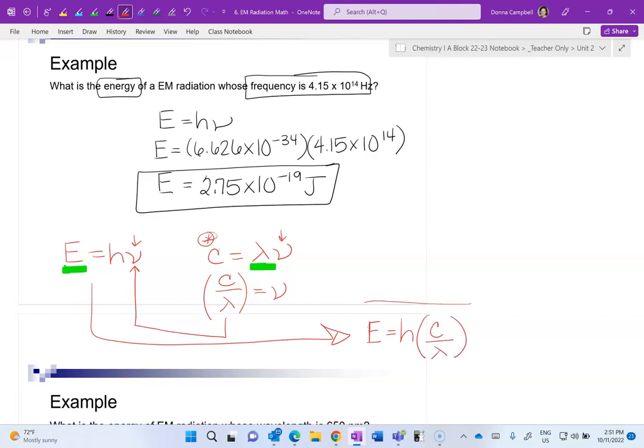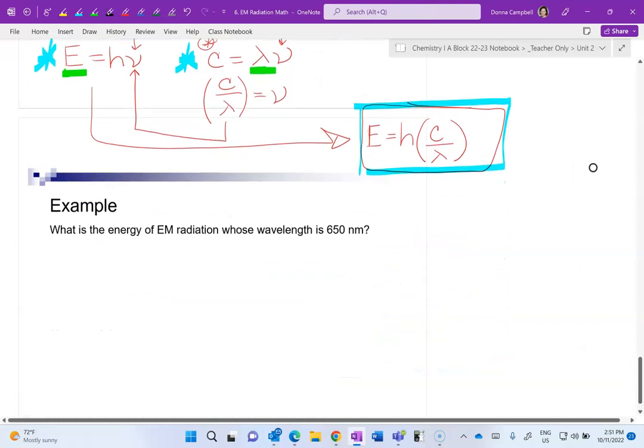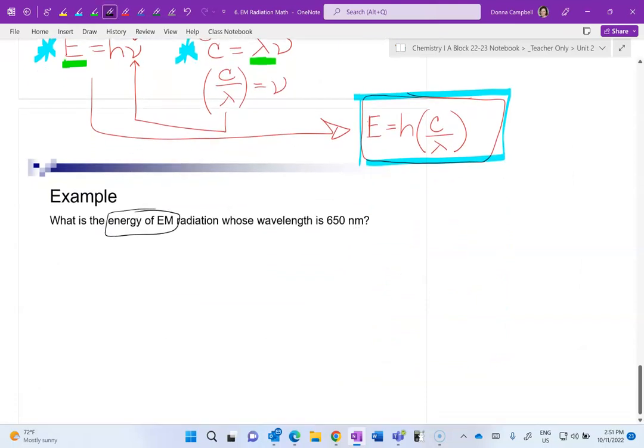So this is actually our final equation. This equation and this equation were basically given to us, and we kind of discovered these in that card thing. This right here, we just derived. So we have 3 equations for this unit. So let's go and look at what the problem would look like. What is the energy of EM radiation whose wavelength is 650 nanometers? Let's go ahead and put a period there so it can be 3 sig figs.